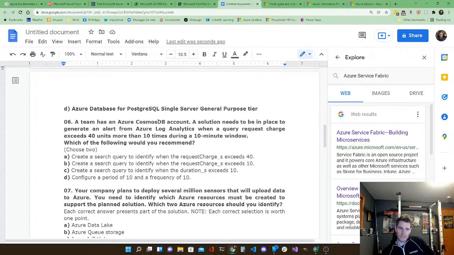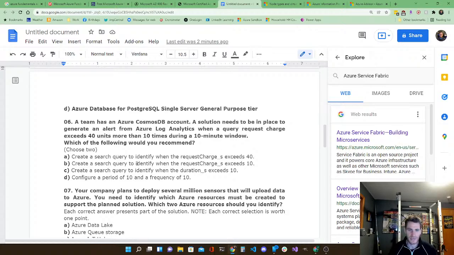A team has an Azure Cosmos DB account. A solution needs to be in place to generate an alert from Azure Log Analytics when a query request charge exceeds 40 units more than 10 times during a 10-minute window. Oh man, which of the following would you recommend?